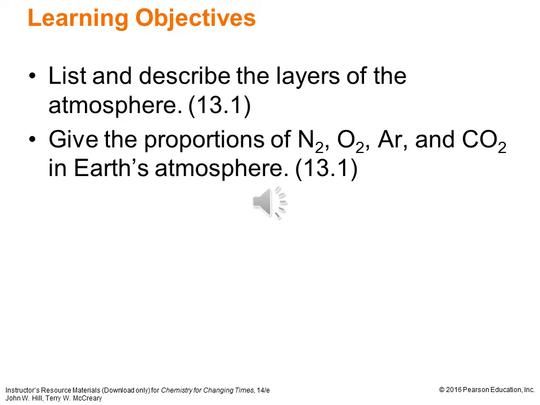Some of the key learning objectives for this chapter include being able to list and describe the layers of the atmosphere and give the proportions, roughly the proportions of nitrogen, oxygen, argon, and carbon dioxide in Earth's atmosphere.